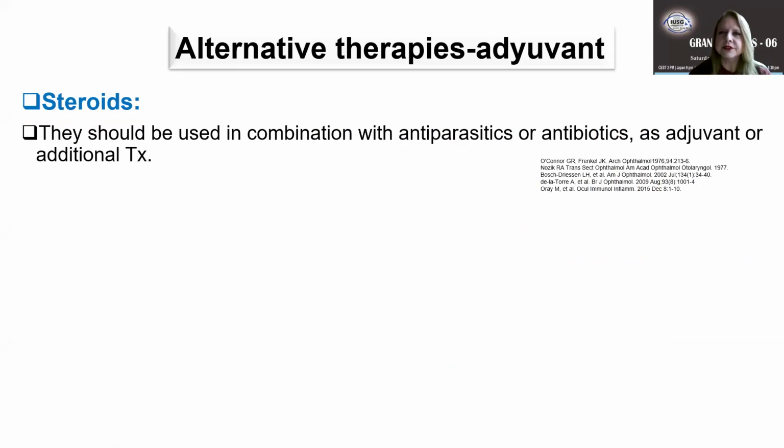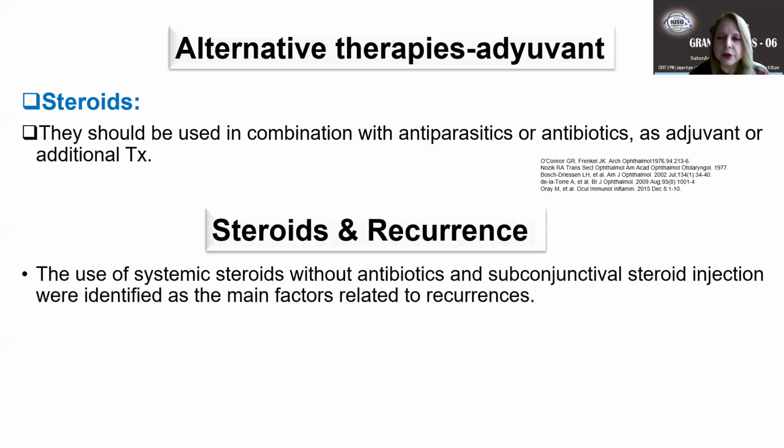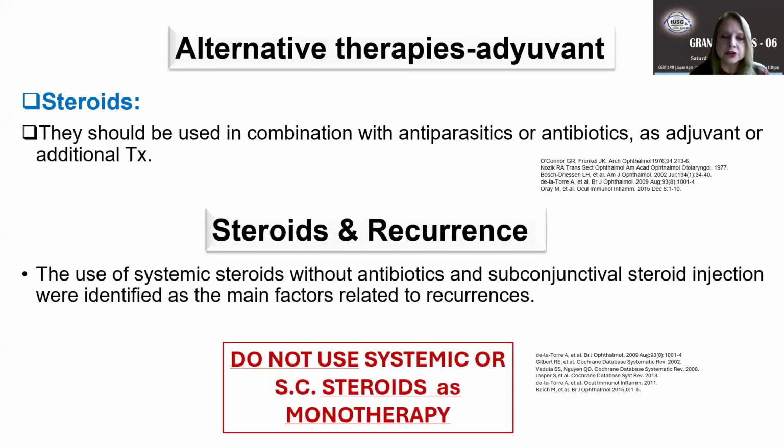Concerning alternative therapies, adjuvant therapies, steroids are one of them. Steroids should be used in combination with antiparasitic or antibiotics as adjuvant or additional therapy. But how about the steroids and recurrences? The use of systemic steroids without antibiotics and subconjunctival steroid injections has been identified as the main factor related to recurrences. So do not use systemic or subconjunctival steroids as monotherapy.